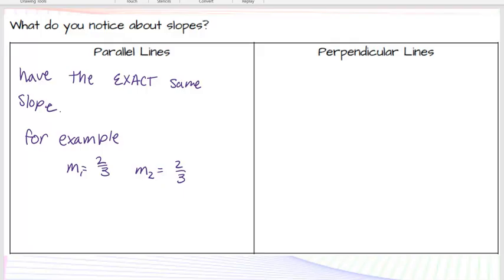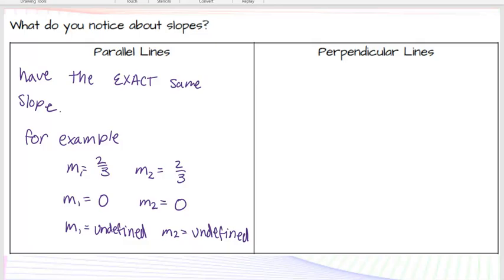Okay? Or you could have the slope on the first equation be 0. The slope on the second equation would also be 0. Or you could have the slope on the first equation be undefined, and the slope on the second equation would also be undefined.